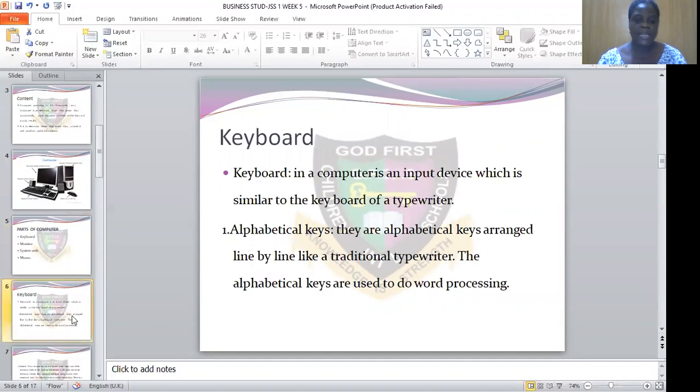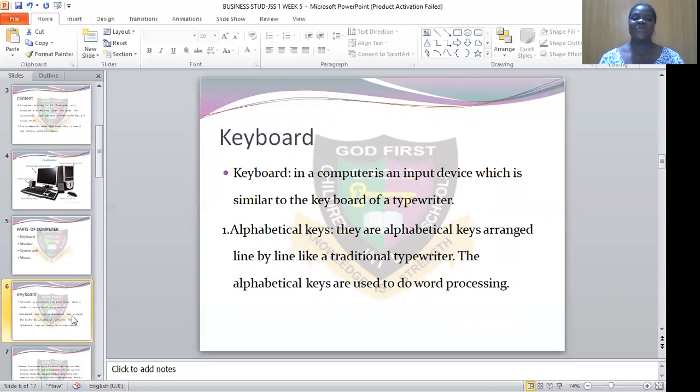Then let's look at the keyboard. The keyboard is usually used to input data. It is an input device which you use in typing in or keying in data into the electronic device called the computer. I'll say that again. The keyboard is an input device that is usually used in keying in data into the electronic device called the computer.